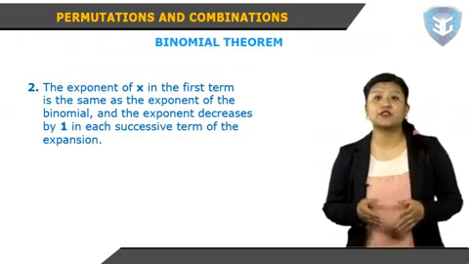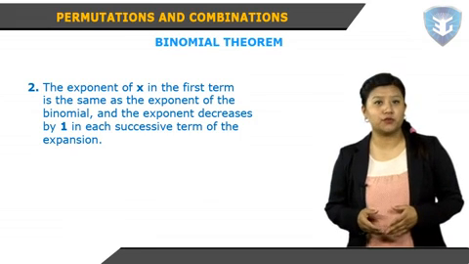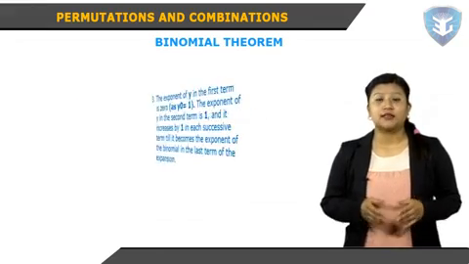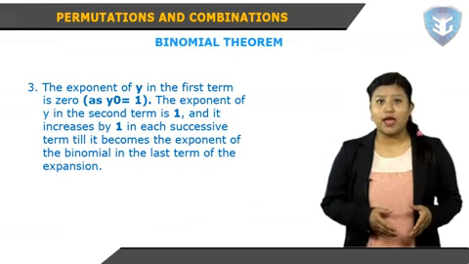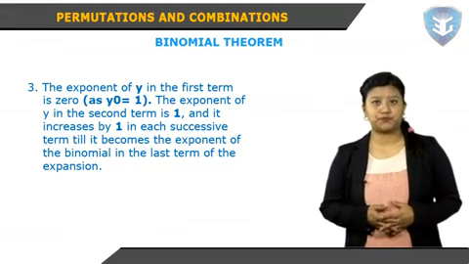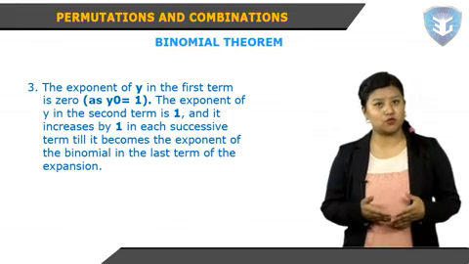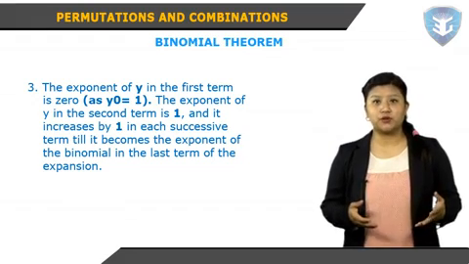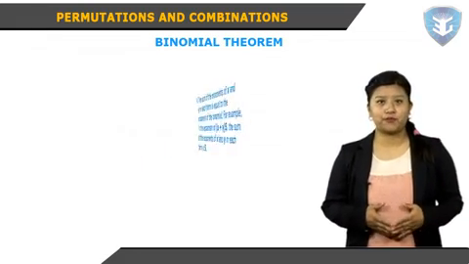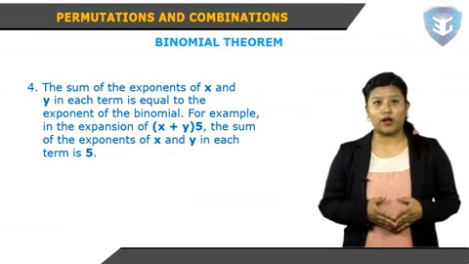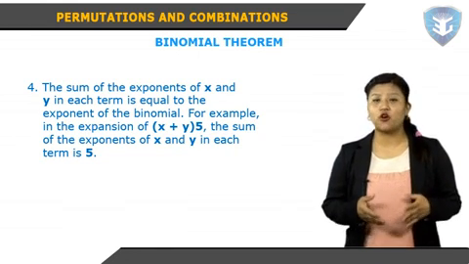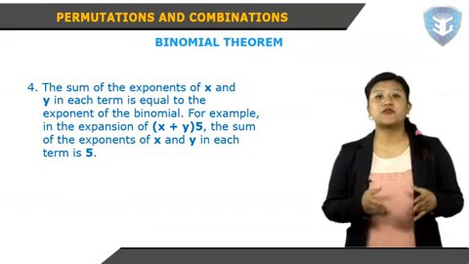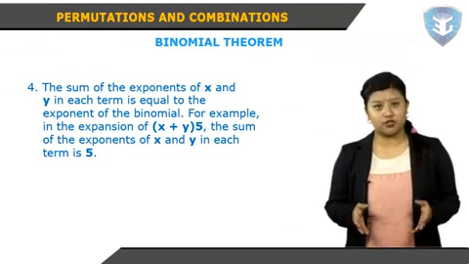The exponent of x in the first term is the same as the exponent of the binomial, and the exponent decreases by 1 in each successive term of the expansion. The exponent of y in the first term is 0 as y^0 equals 1. The exponent of y in the second term is 1 and it increases by 1 in each successive term till it becomes the exponent of the binomial in the last term of the expansion, 4. The sum of the exponents of x and y in each term is equal to the exponent of the binomial. For example, in the expansion of (x + y)^5, the sum of the exponents of x and y in each term is 5.